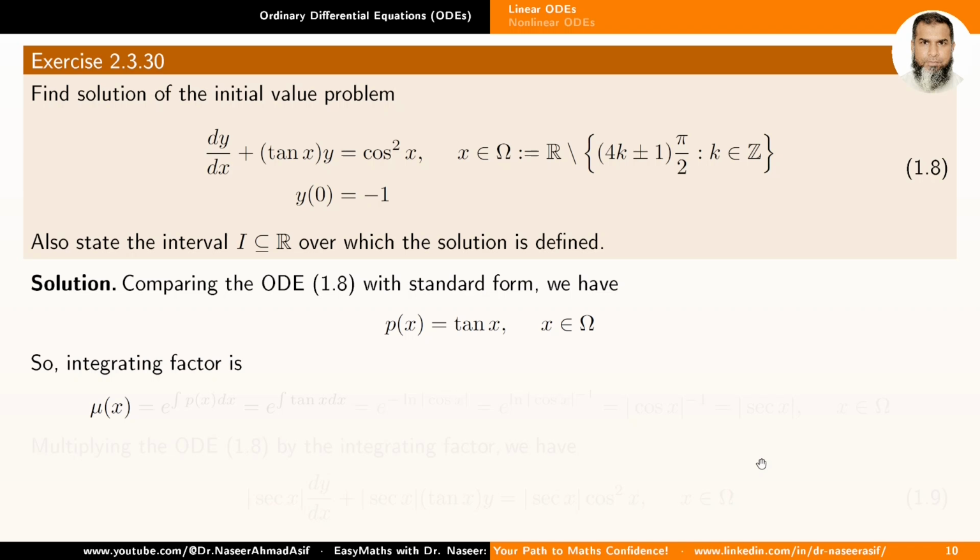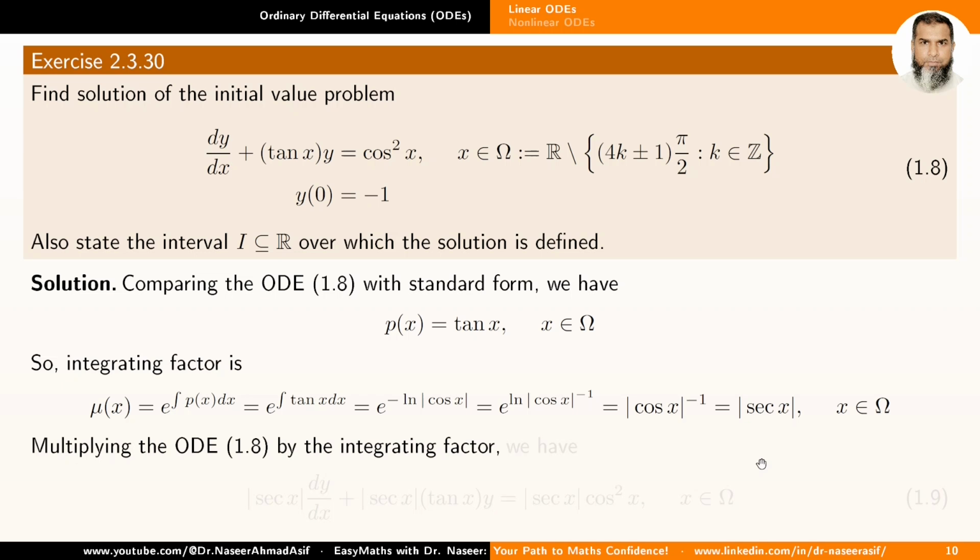So the integrating factor is mu(x) is equal to exponential of the integral of p(x) dx, which is equal to exponential of the integral of tangent x dx, which is equal to exponential of minus log of absolute cosine x, which is equal to absolute cosine x to the power minus 1. So mu(x) is equal to absolute secant x, where x belongs to omega. Multiplying the ODE 1.8 by the integrating factor, we have absolute secant x into dy by dx plus absolute secant x into tangent x into y is equal to absolute secant x into cosine square x, where x belongs to omega.